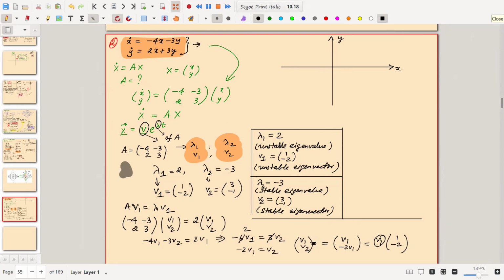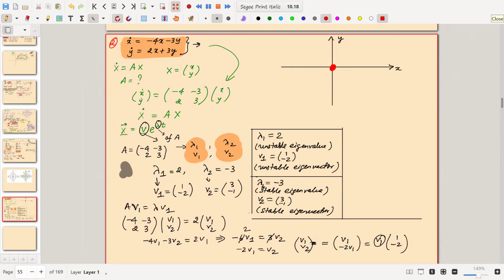How? Set x dot equal to 0, y dot equal to 0. One of the solutions is 0, 0, right? So therefore, you see this is the equilibrium point. Origin is an equilibrium point. Now my question to you is, can you draw the eigenvectors? Can you draw the two eigenvectors in this plot?